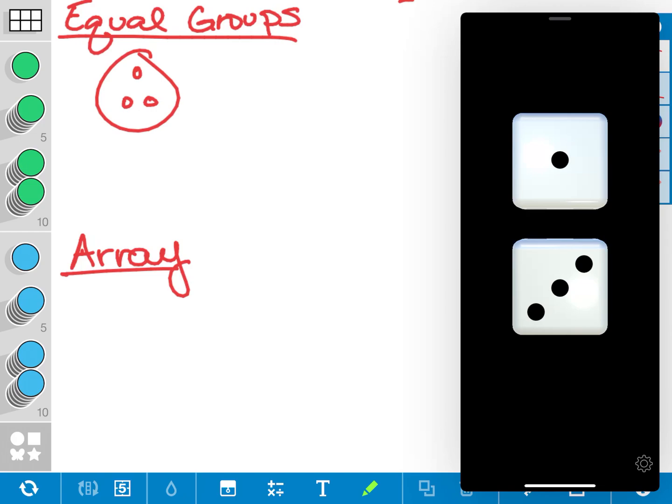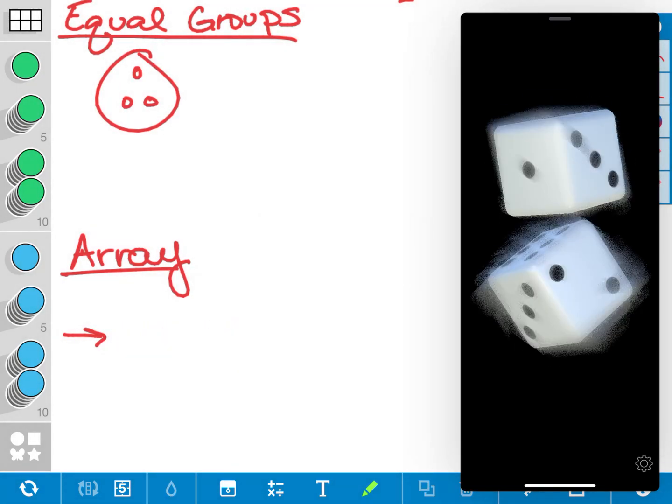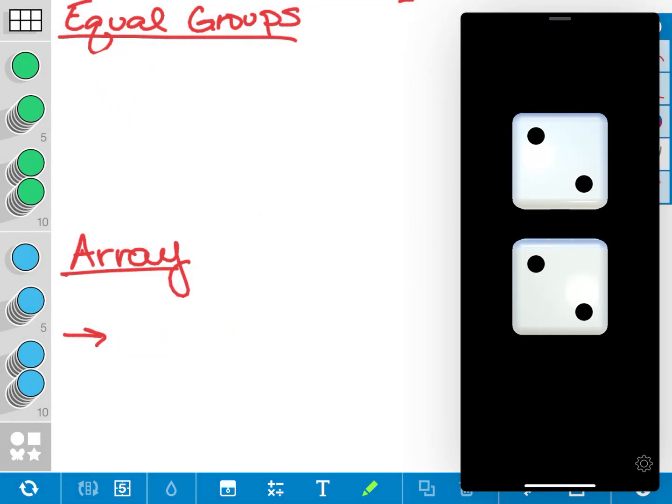Now that would look a little bit different as an array. So for an array, I would think of it as 1 row of 3. So if I only have 1 row with 3 in it, it's going to look like that. All right, that one was pretty easy. Let's try another one. And since I'm playing by myself, I'll be doing all of the rolling. But if you have a partner, this would be their turn.